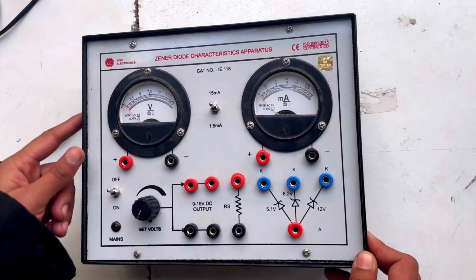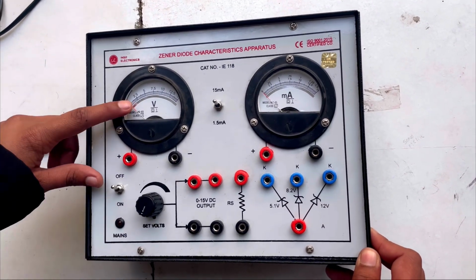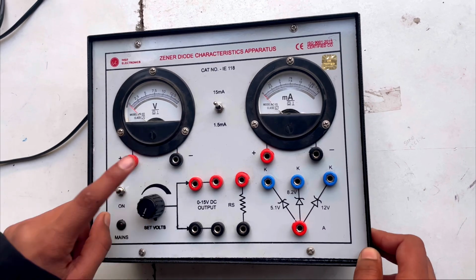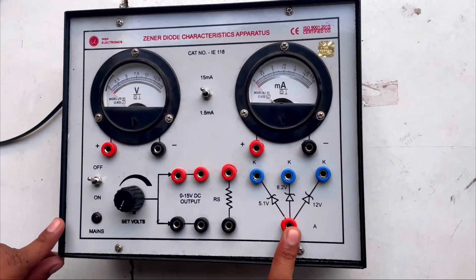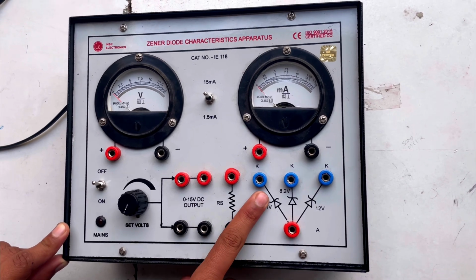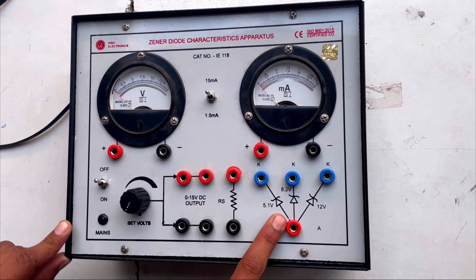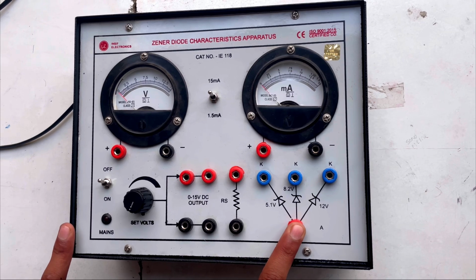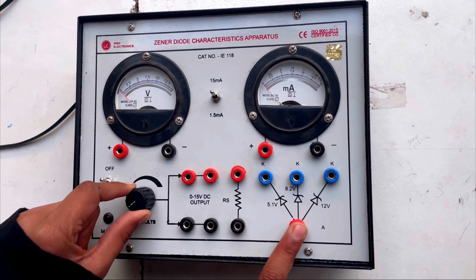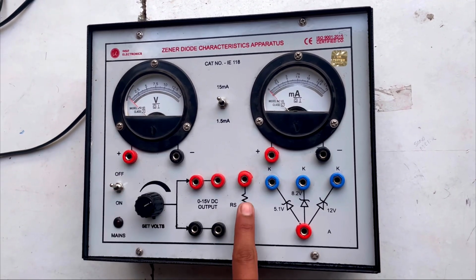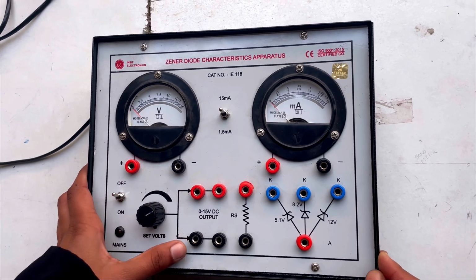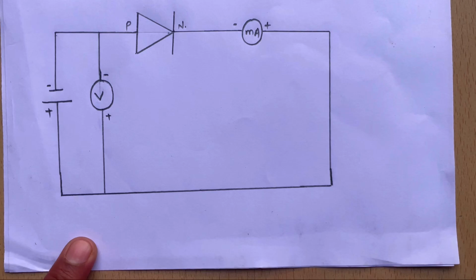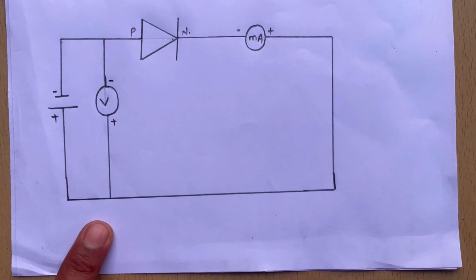This is our apparatus of Zener diode, and this is the voltmeter, positive and negative. This is our milliammeter, positive and negative. This is our Zener diode, and this is the N terminal of the Zener diode and this is the P terminal of the Zener diode. It is our voltage regulator. This is our resistor. These two are the positive terminals and these two are the negative terminals of DC output. This is our circuit diagram and according to this we will connect our circuit.